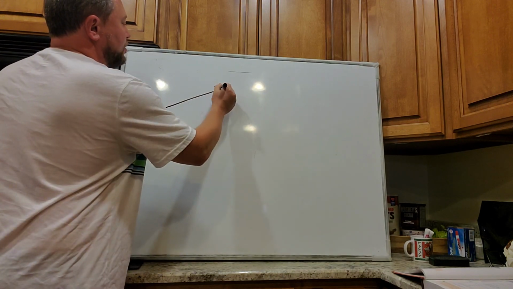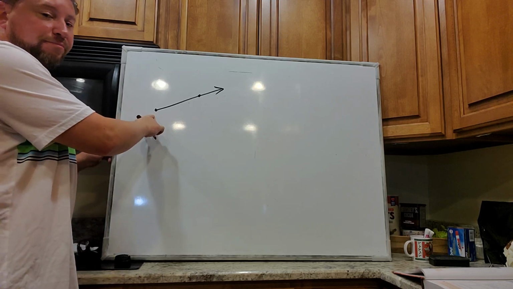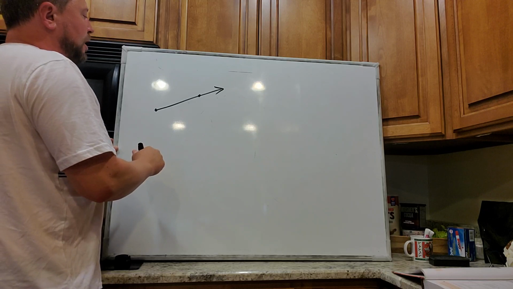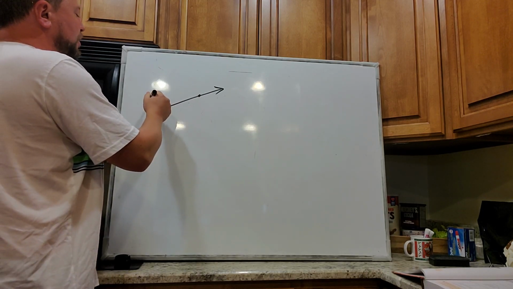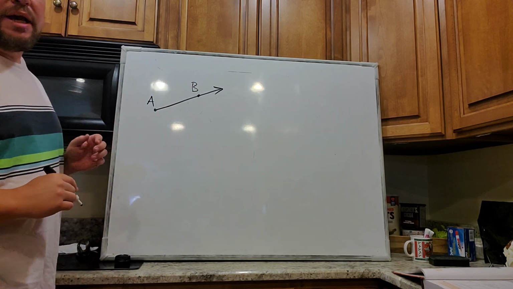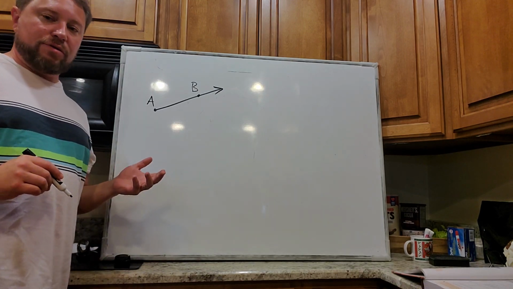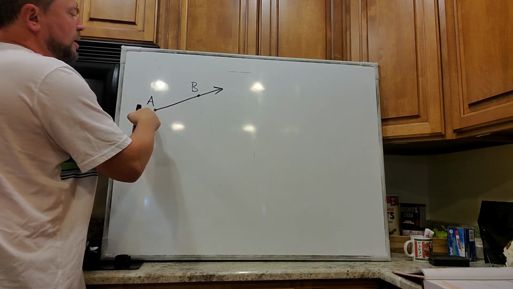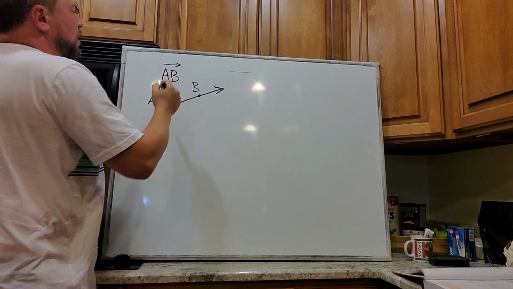A ray, of course, looks like this, where it had an end point on it, and it went on forever in one direction. If the ray had a label on here with some points, maybe like an A here and a B here, when you go to name this ray, you should always name it by its end point first. So in this picture, you can see it starts here at A and goes in the direction of B. So this would be ray AB.